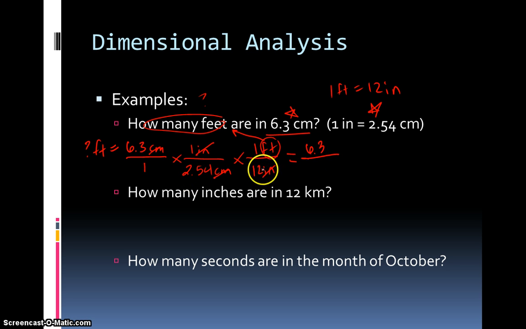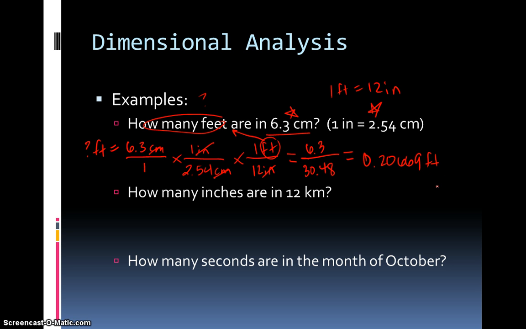2.54 times 12, when you punch it into your calculator, gets you a number of 30.48. So we need to go ahead and get that to a number. So we're going to do 6.3 divided by 30.48, and that gets us to 0.20669, and then we look back at our last conversion factor to figure out what our unit is.